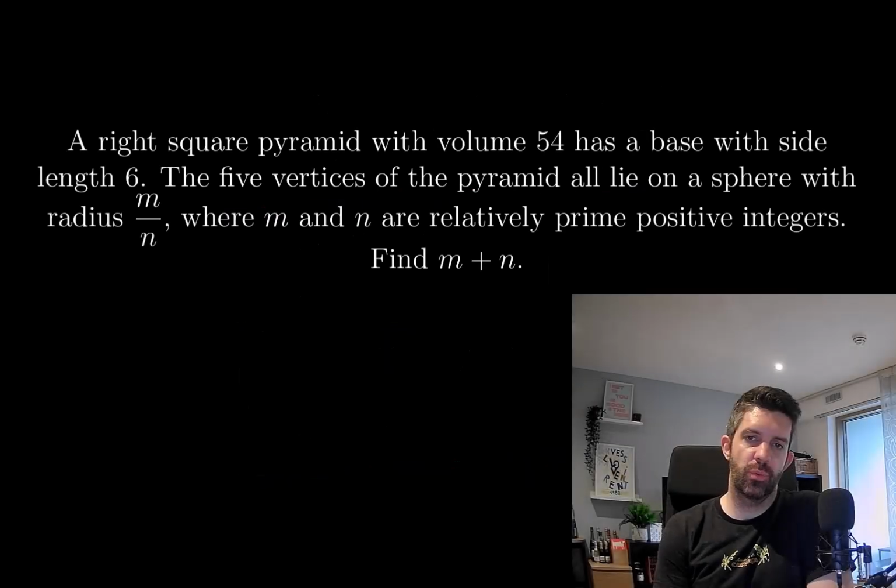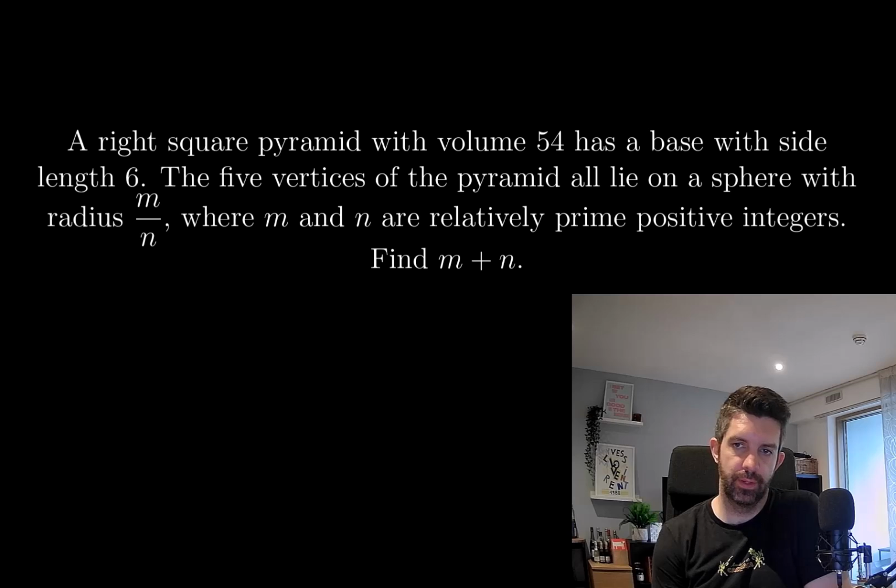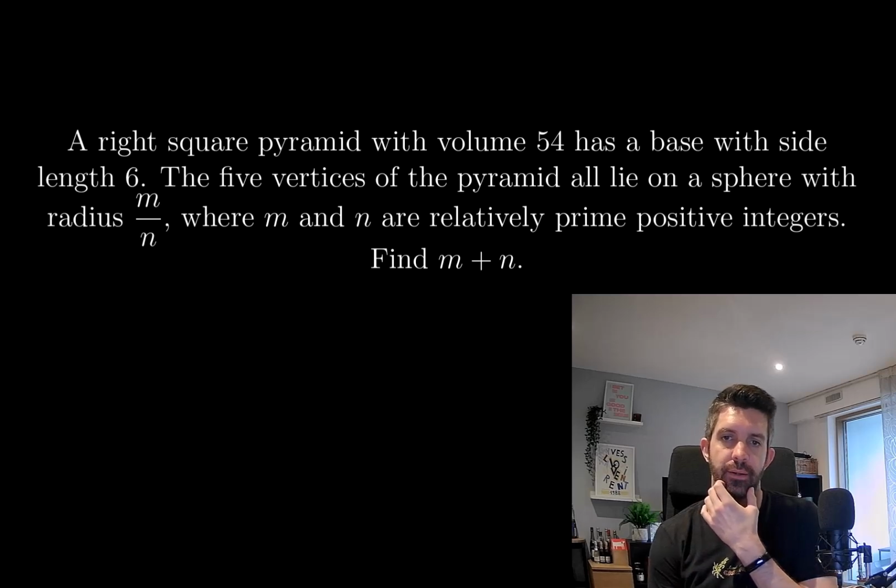A right square pyramid with volume 54 has a base with side length 6. The 5 vertices of the pyramid all lie on a sphere with radius m over n, where m and n are relatively prime positive integers. Find m plus n.